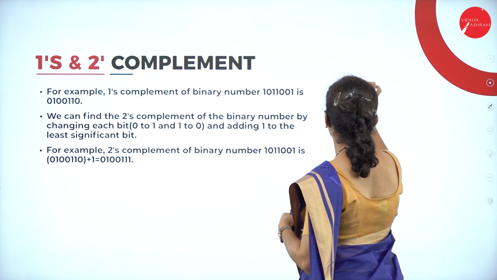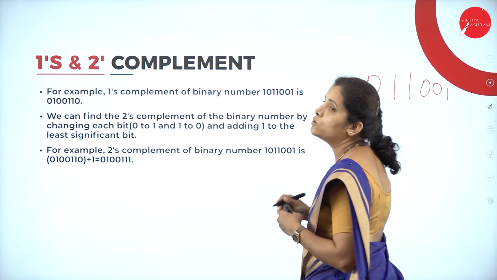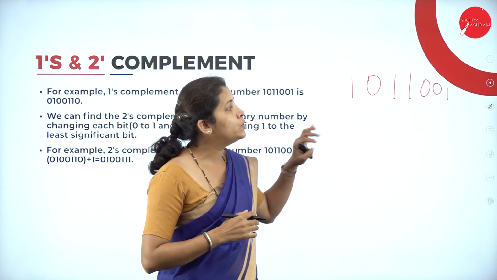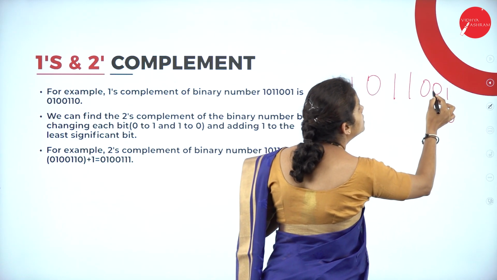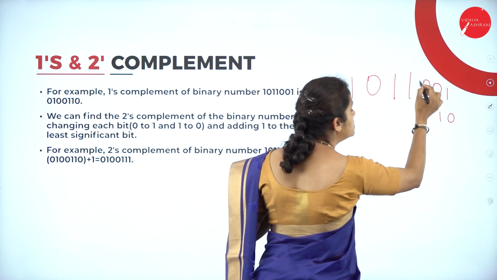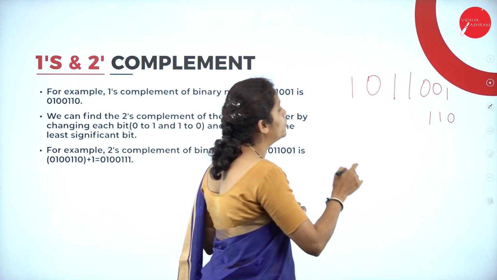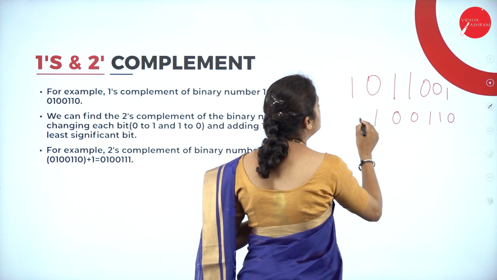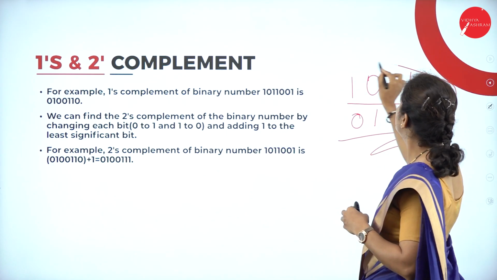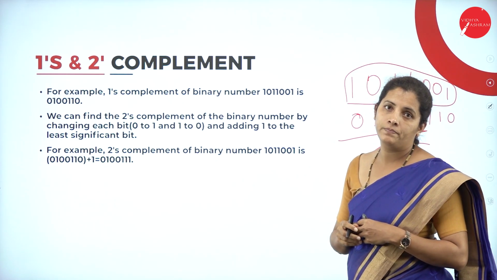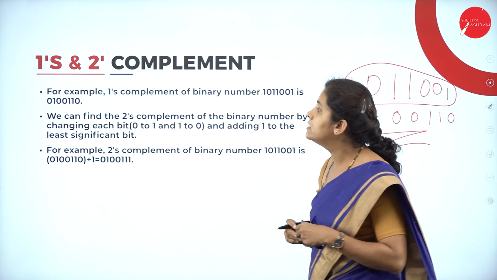This is the given example. We have 1, 0, 1, 1, 0, 0 and 1. According to the definition, I want to invert this number. The 1, I'm going to write as 0. Here 0, I'm going to make it 1. Here 0, I'm going to make it 1. Here once again I have 1, so I'm going to make it 0. Here it is 0, 1, 0. So this is the ones complement of the given number.